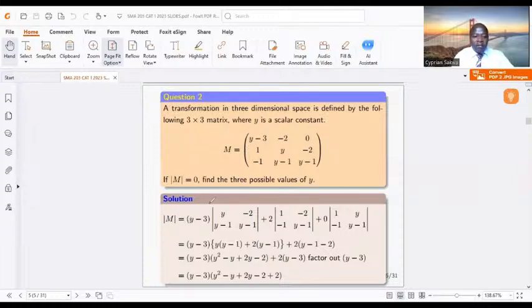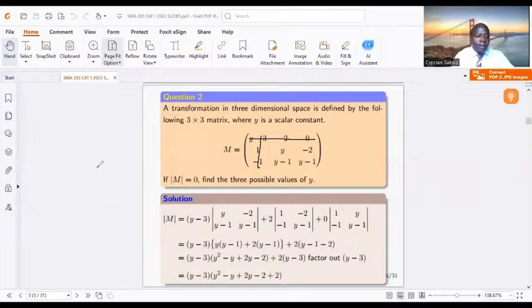Let's expand it along the first row. So you take the first element here, and then multiply by the determinant of the matrix that remains when you delete the row of this element and the column of this element, the y negative 2, y negative 1, y negative 1. So the determinant of that matrix that remains.